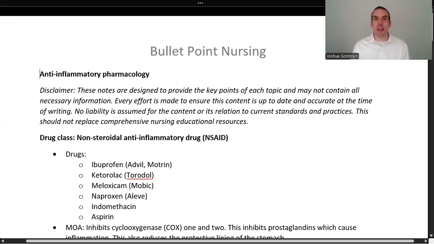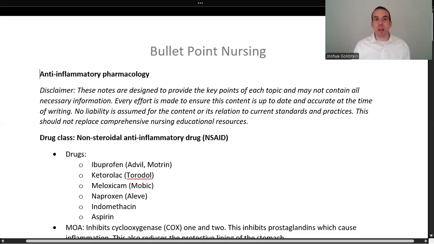My name is Dr. Goldstein, and in this lecture, we're going to be discussing anti-inflammatory pharmacology, and we're going to be discussing two of the most major drug classes that exist in pharmacology, NSAIDs and steroids. Let's begin with NSAIDs. NSAID stands for non-steroidal anti-inflammatory drugs. The drugs in this class include ibuprofen, ketorolac, meloxicam, naproxen, indomethacin, and aspirin, plus a little bit more. Let's first break these six down.